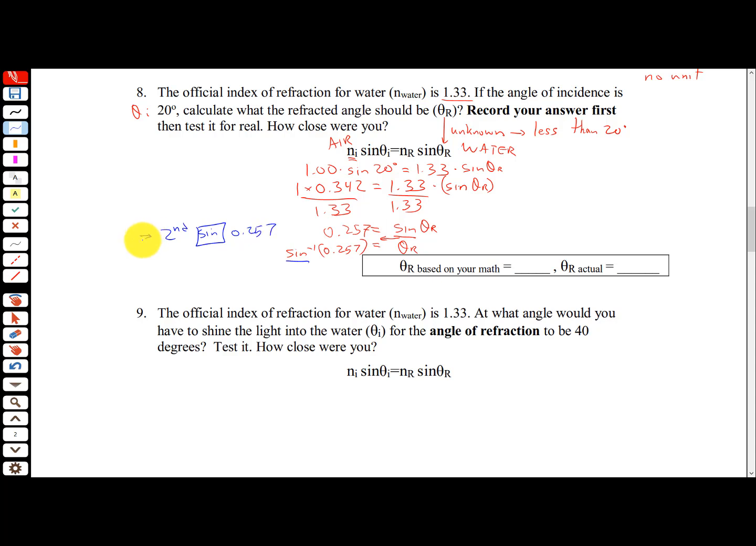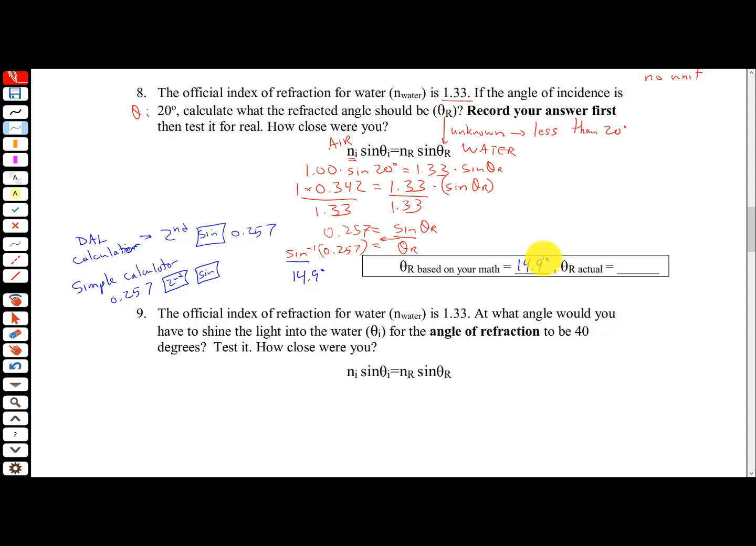So these are called DAL calculators, which basically means that you can punch things in as you see them. If you have a simpler calculator and you can only do one step at a time, you would write 0.257, and then you would hit the second or shift button, and then hit sine. Either way, when you do that, the second function sine of 0.257 gives you an answer of 14.9 degrees.